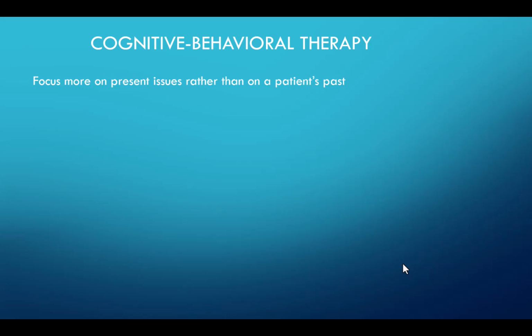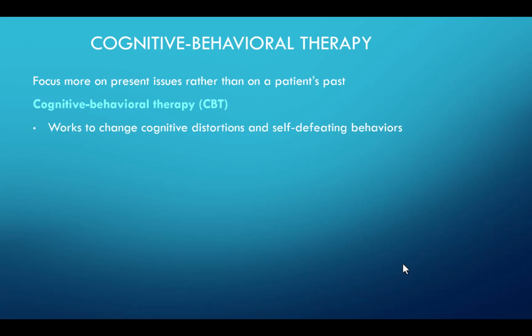Unlike other forms of psychotherapy, cognitive behavioral therapy focuses more on the present issues rather than on the patient's past. Rational emotive therapy was one of the first forms of cognitive behavioral therapy and was founded by Albert Ellis. Cognitive behavioral therapy, CBT, which is commonly used, works to change cognitive distortions and self-defeating behaviors. In other words, it works to change how people think and how they act.